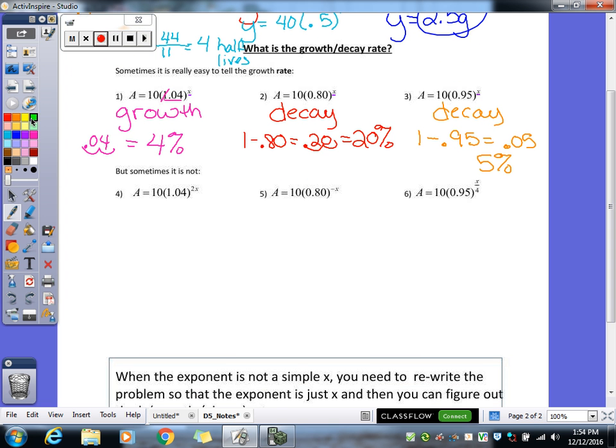When your exponent, however, is not just an x, like our next 3 examples, you have a little bit more work to do. What we have to do is break apart that exponent so that we do have an exponent that is just x. So here I have a 2x. What we're going to do is pull that 2 inside the parentheses and leave the x on the outside. So we're just separating our exponent there. Now using your calculator, figure out what is 1.04 squared.